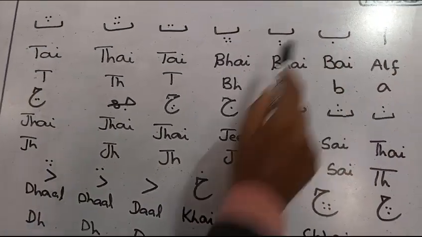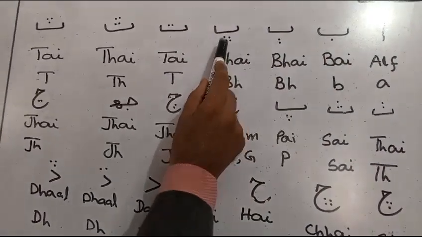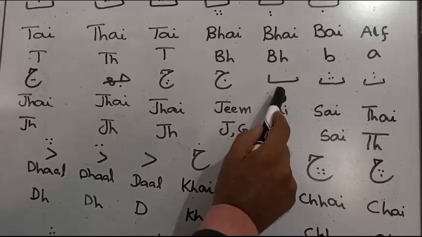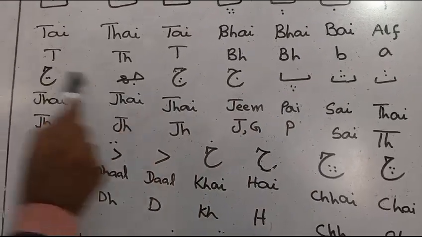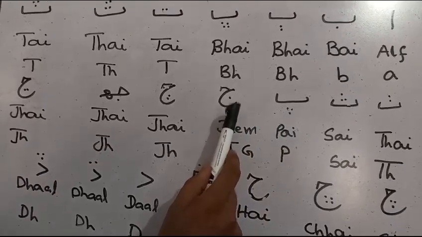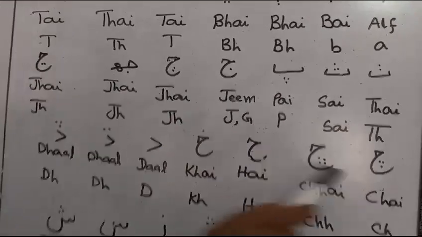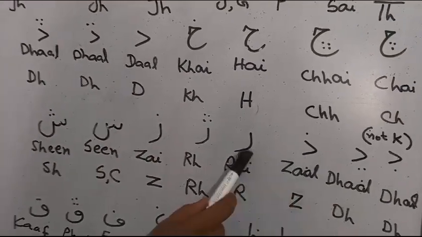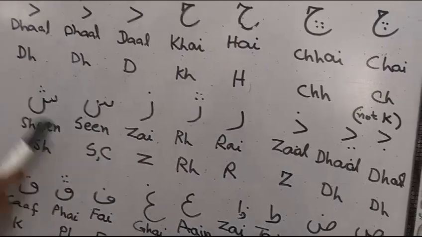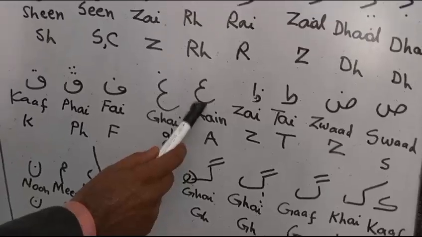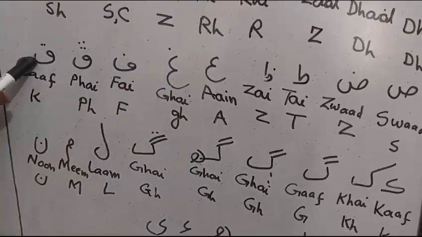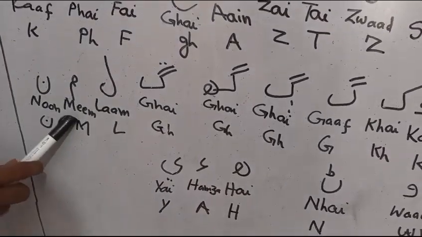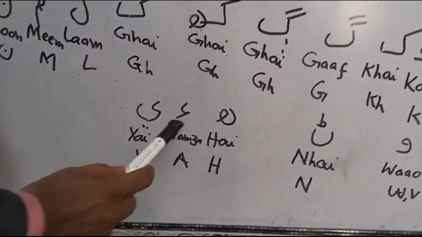Alif, Be, in Sindhi we say Be, Be, Bhe, Te, The, Te, Te, Se, Pe, Jim, De, Je, Ne, Che, Hai, Khai, Dal, Dhal, Zal, Re, Ze, Sin, Shin, Swat, Zwat, Toa, Zoa, Ain, Gain, Fe, Phe, Kaf, Khe, Gaf, Ge, Ghe, Nge, Lam, Mim, Noon, Vav, He, Hamza, Ye.